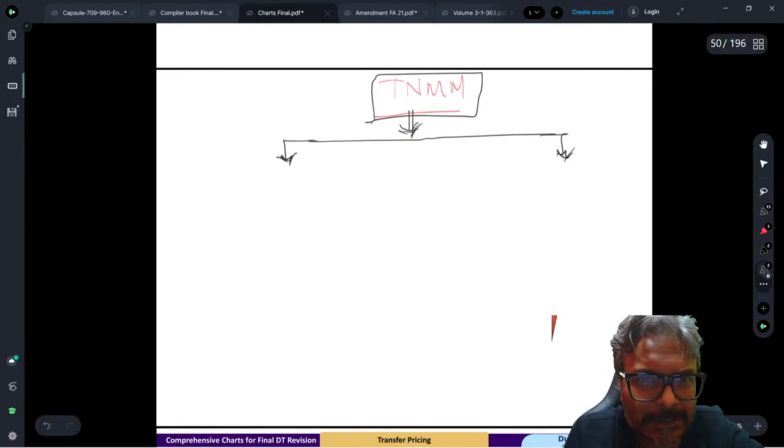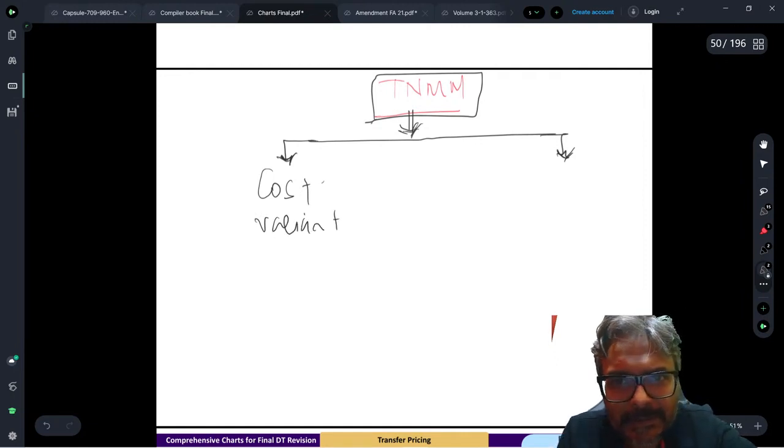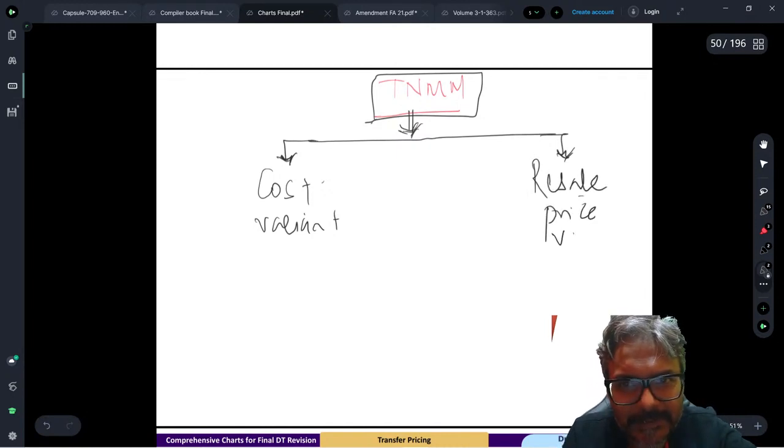Okay. So TNMM method, students, if you see, has the cost variant and the resale price variant.